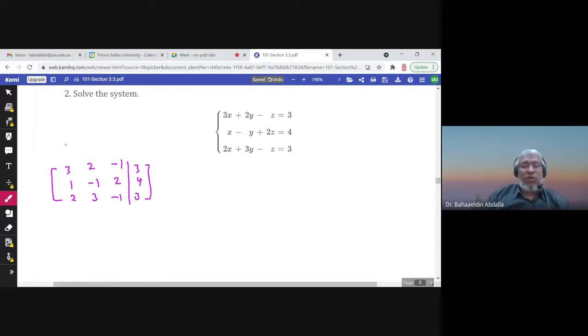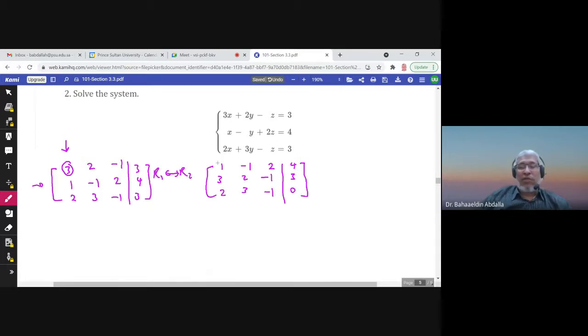Okay, now let us work with column 1. This number has to be 1. How can I change it to 1? Either I interchange or divide by 3. Luckily, in the second row, this is 1. So I will just interchange row 1 with R2. So row 2 would be in the position of row 1, and row 1 would be in the position of row 2. And row 3 remains without any change.